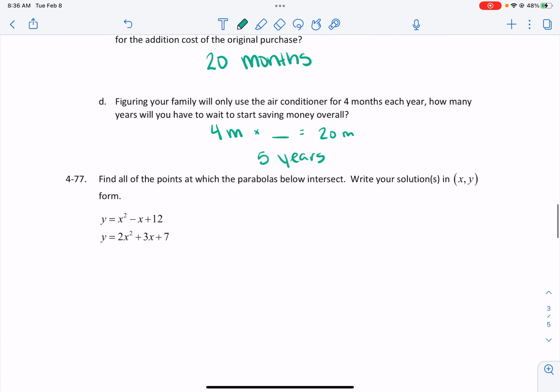Okay. Then here, find all the points where they intersect. So you want to go to Desmos and look at the points where they intersect, and you will see 1 and 12 and negative 5 and 42.